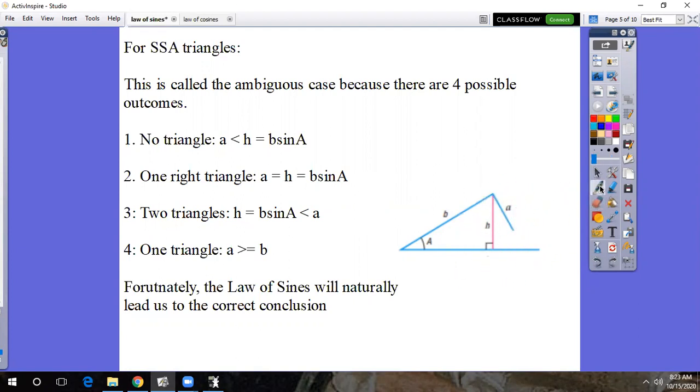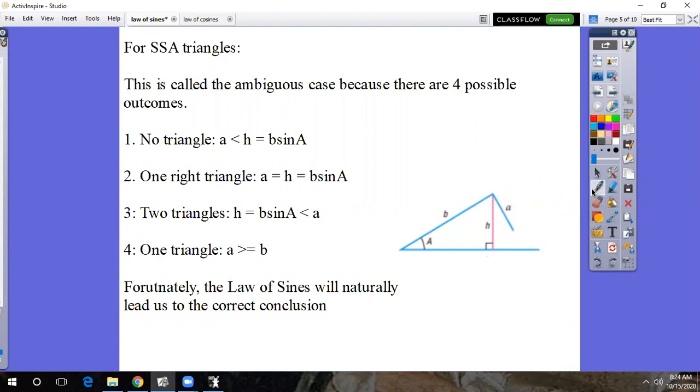All right. The last possibility is there could be 1 triangle, and that would happen 2 ways. One way would be if A is equal to whatever this height is right here. The other way would be if A is greater than or equal to the length of B. Then the only possibility would be that I hit that bottom line somewhere way over here, and it would be too long to hit a second place on this line. So it would be 1 triangle with typically a large angle up here.